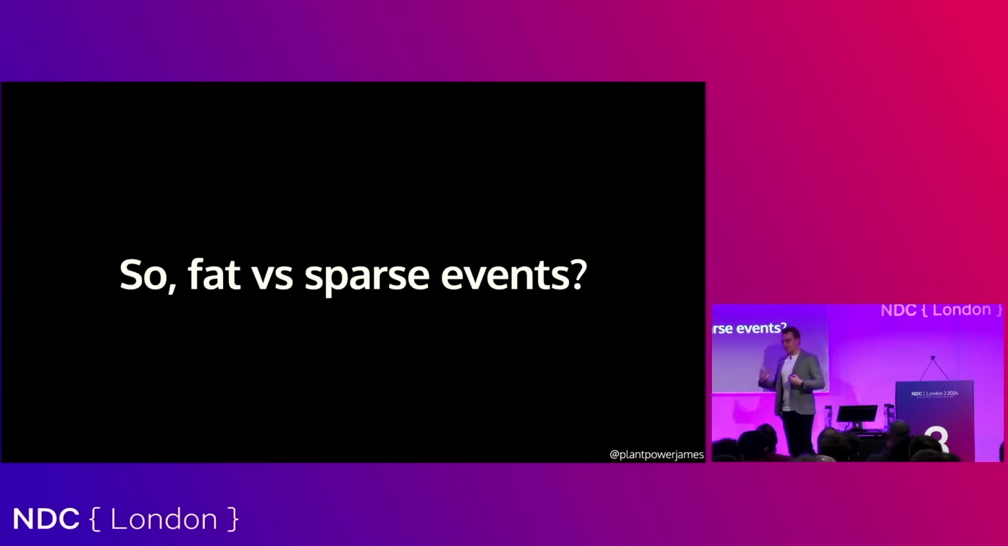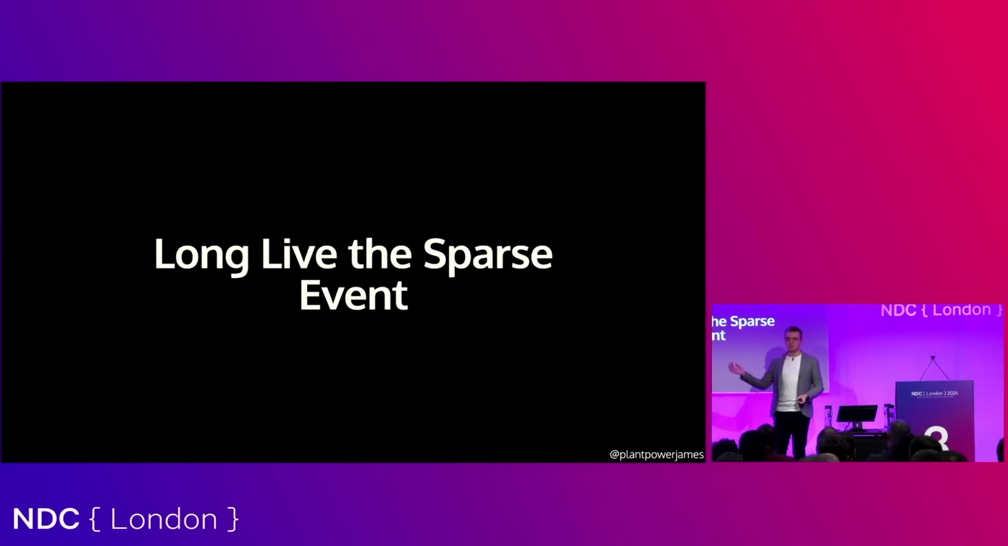So fat events obviously reduce that need for a callback. They reduce the need for callbacks because all the information a downstream system could possibly need is in the event that gets sent. The downside is that you get more coupling at the schema level. It becomes more challenging to make changes to that event over time because you don't know which bits of that event different systems are interested in. Based on that argument, that might lead you to say, well, long live the sparse event. Let's just publish sparse events everywhere.